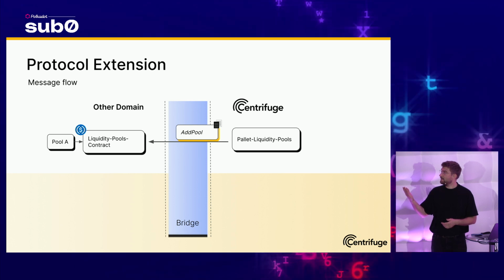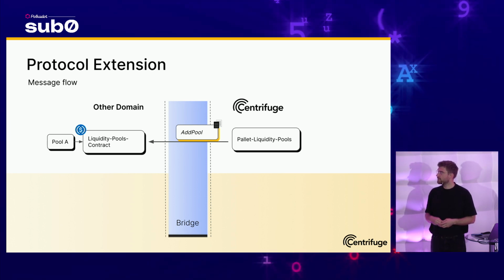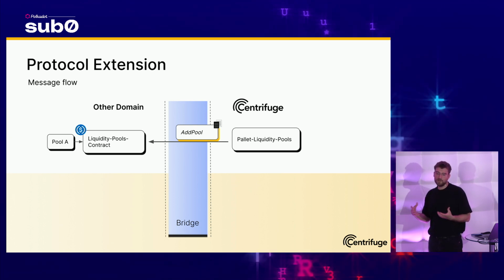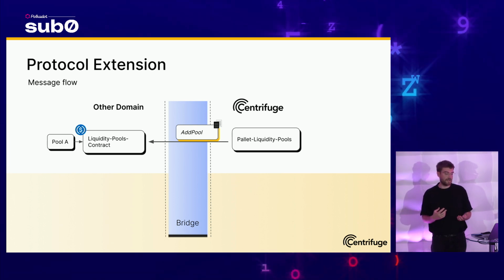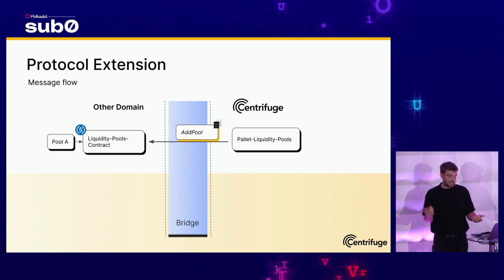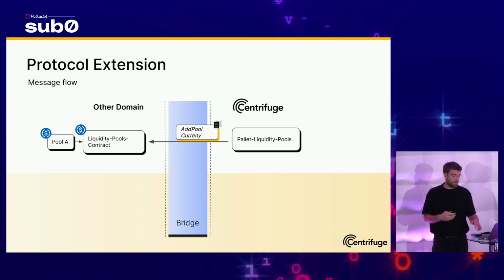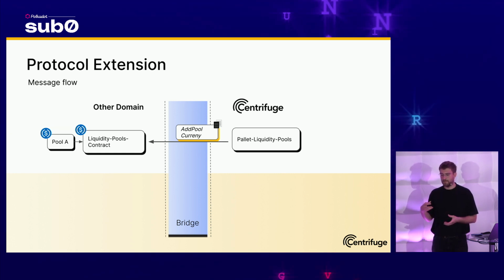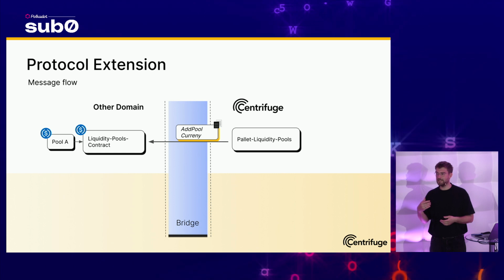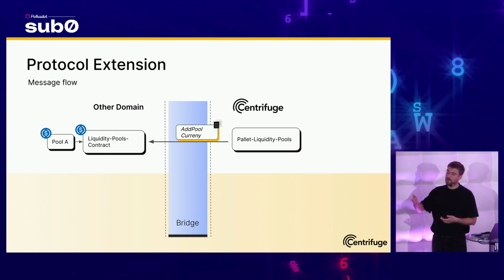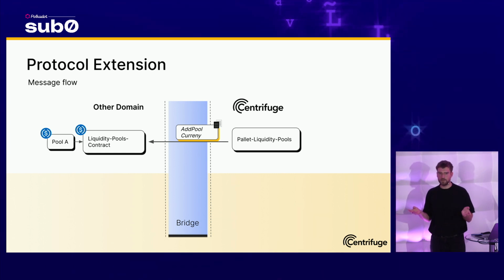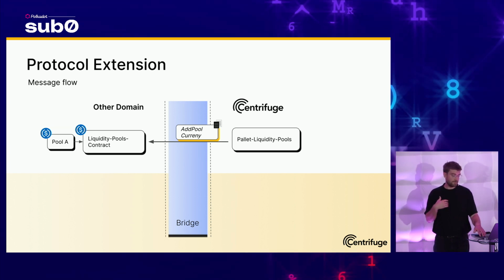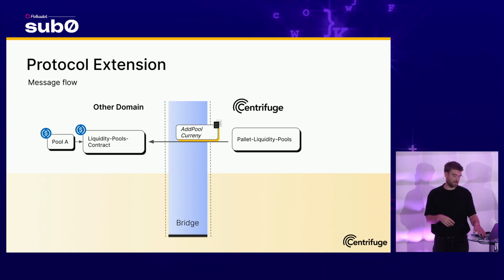And then secondly, if there's a pool created on our system, the pool admin, this is not permissionless, the pool admin could say, well, I would like users from other domains to actually invest into this pool. So they can trigger an add pool message. And afterwards, they would also need to tell them, well, because you can invest basically with multiple currencies, you need to say, okay, for pool A, I would also be fine if users would use USDC. So the admin can say, well, add pool currency for pool A, which is USDC.